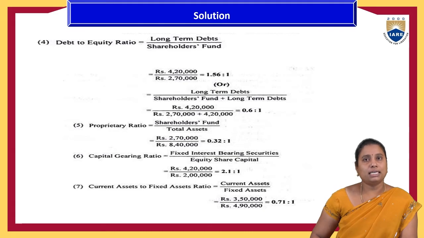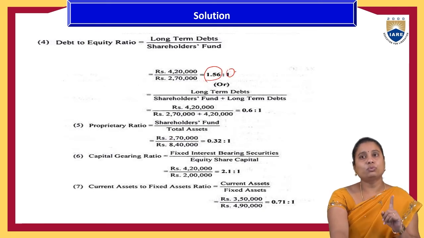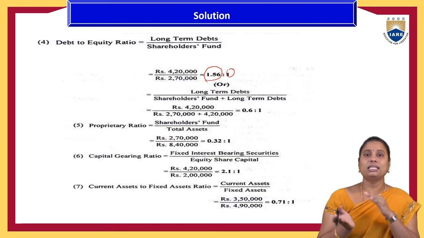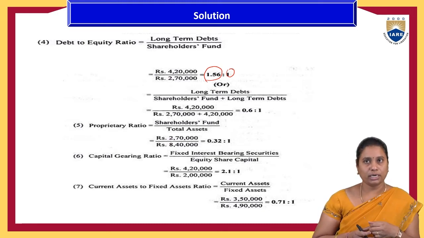So which means the organization has more debt, nearly 1.56 rupees of debt, whereas the equity is 1 rupee. So which means ownership capital is 1 rupee, and they have got debt of nearly 2 rupees for that one. That is not suggestible for the organization. They have to pay more interest for that.